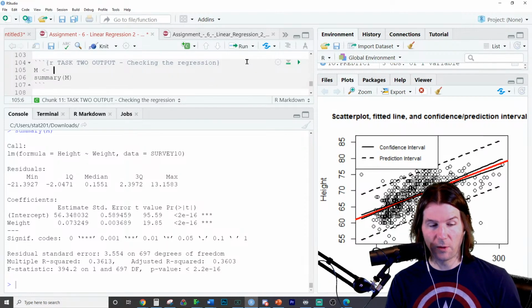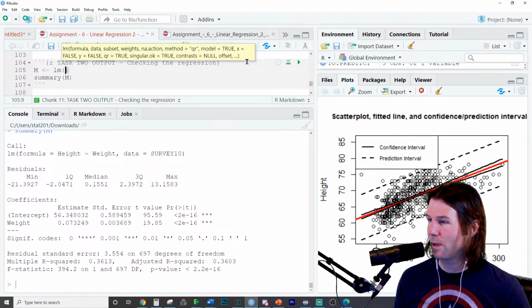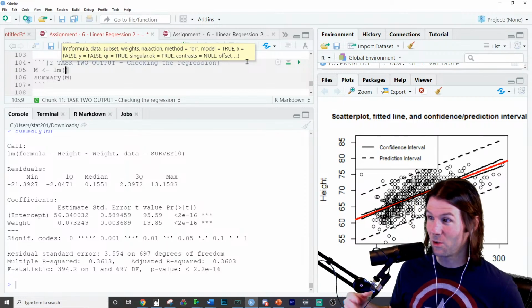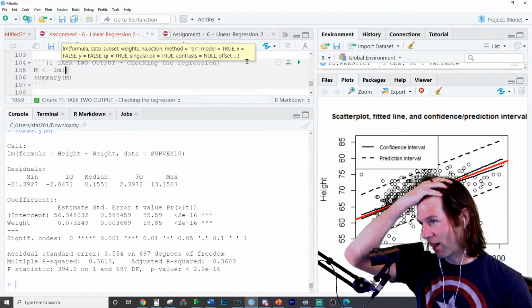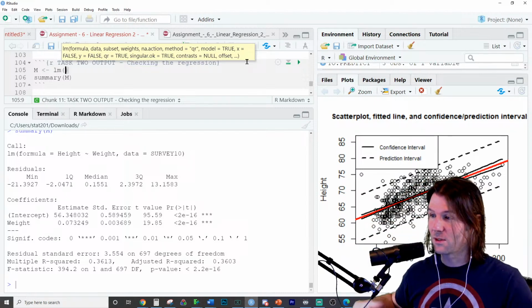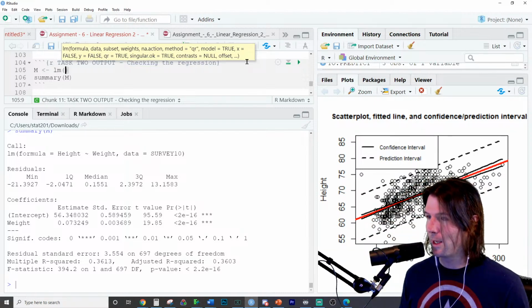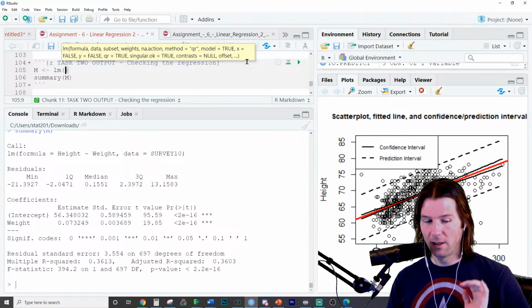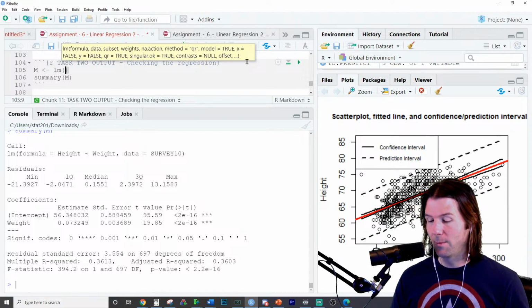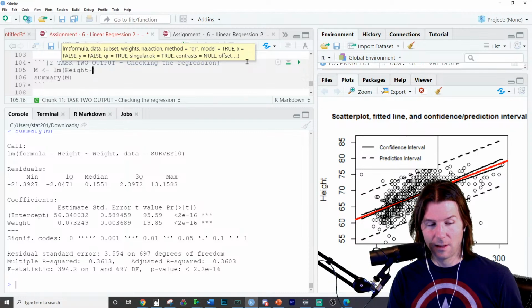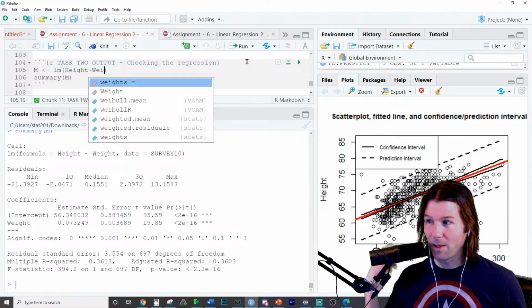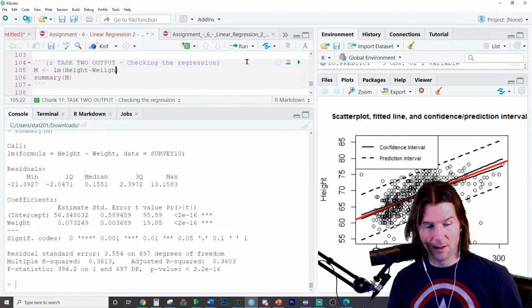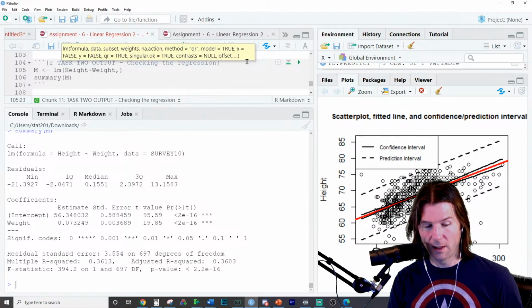So to create a regression, we usually store it into M. Any idea why we call it M? You can call it whatever you want, any name you want, but I usually just call it M. I'm just making a classic regression right here, the one we make a lot of times in class.